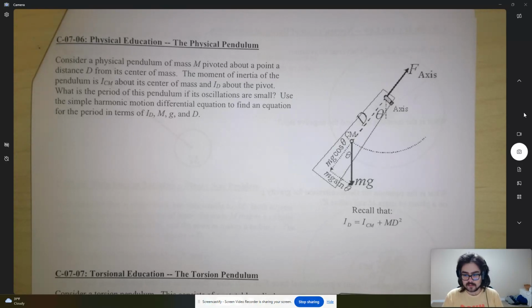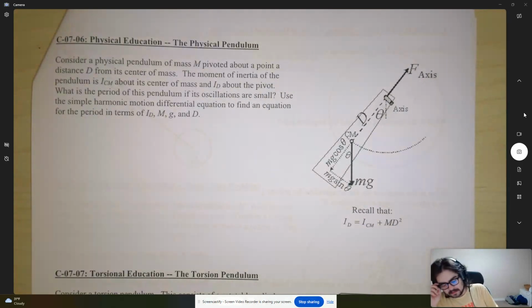Okay, we're going to talk about the physical pendulum now. The main thing that's different between the physical pendulum and the simple pendulum is that this one's physical, the other one's simple. The physical pendulum is a rigid body that is oscillating, versus a simple pendulum, which is typically a point mass attached to some massless string that swings and oscillates. But a physical pendulum is a rigid body.